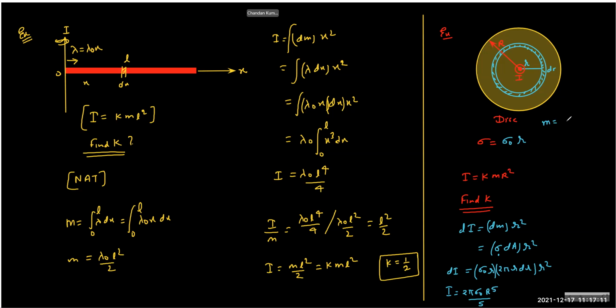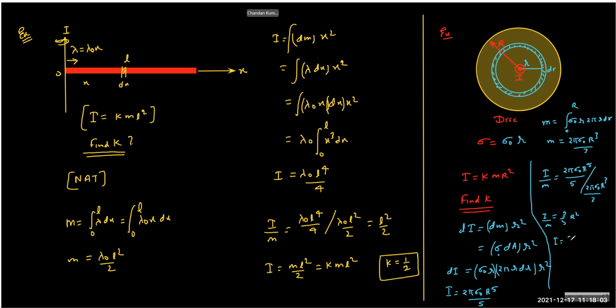Yes. And let's calculate the mass. Mass will be how much? Sigma naught R by R dR. 2 pi sigma naught and R square, so R cube by 3. So I by M turns out to be how much? 2 pi sigma naught R power 5 upon 5 divided by 2 pi sigma naught R cube upon 3. You can see the answer is 3 by 5 R squared. So the answer is 3 by 5 MR squared.